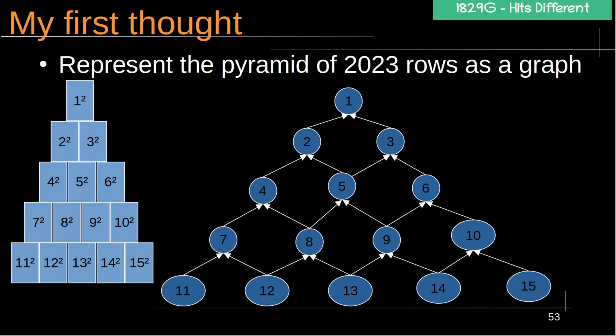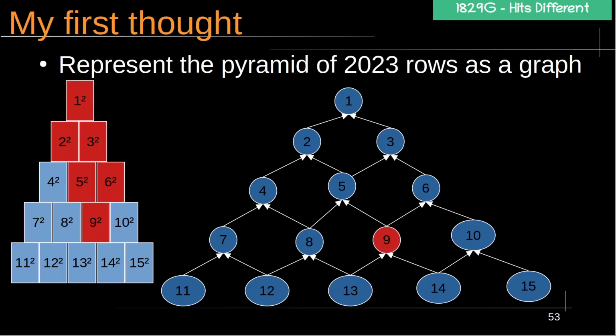My first thought was to represent the pyramid of 23 rows as a graph. This is my first thought. A directed graph, for example, here. For this example on the left, I represent it as a graph here, as you see in the image. A directed graph. Why a directed graph? To know which can is connected to another can. For example, here, if I hit 9, all these cans in red will fall.